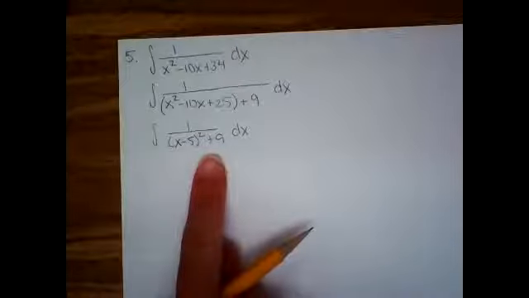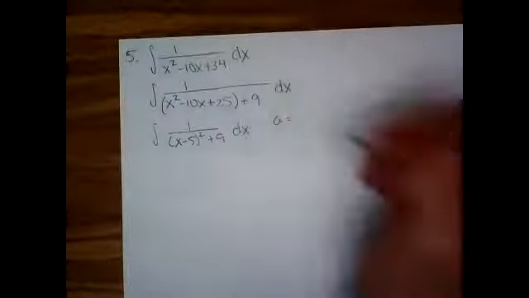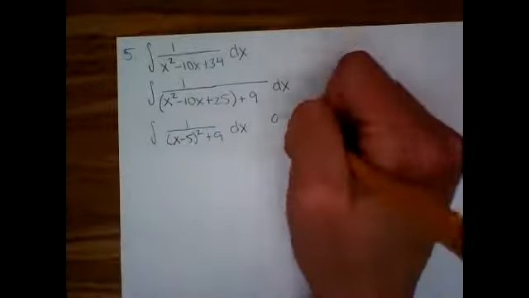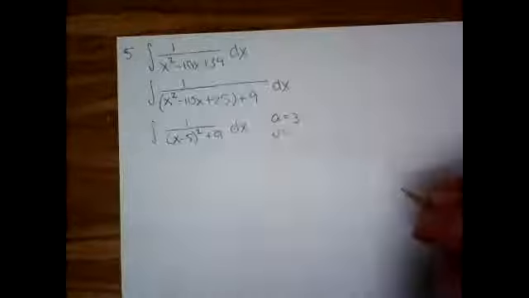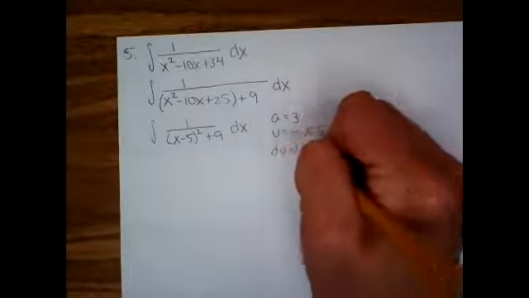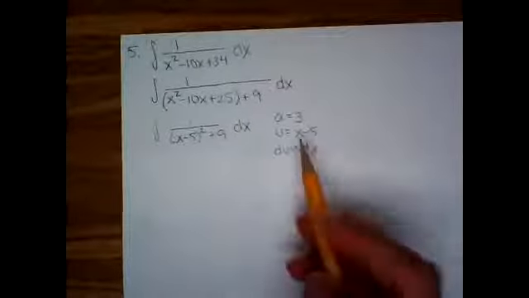Now it looks like our arctangent pattern. So we just had to rearrange it a little bit to get it to look like the arctangent pattern. So what would A be? 3, good. And U would be x minus 5. And that derivative would still just be 1. Which is nice because then there's not like an adjustment that you have to do. And then you can pretty much write out the answer.